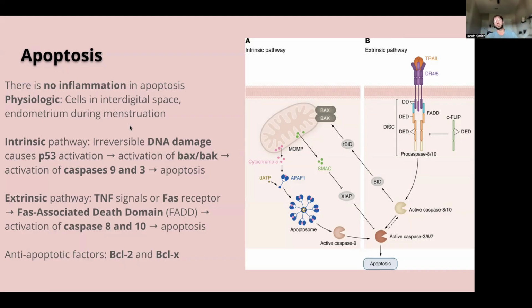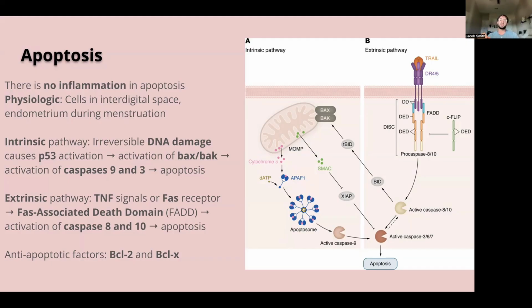So the intrinsic pathway, as we can see in this picture, is when there's irreversible DNA damage, and that DNA damage causes activation of p53, which activates Bax and Bak. I always say those are the bad boys. And then that goes to the mitochondria to release cytochrome c, activating caspases 9 and 3, and then these are what cause dissolution of the cell material.